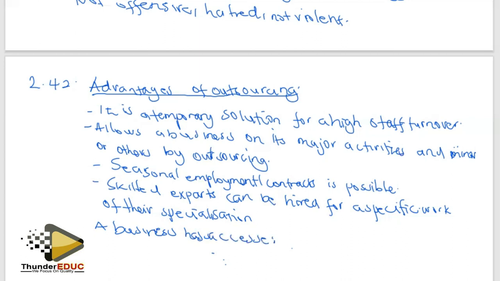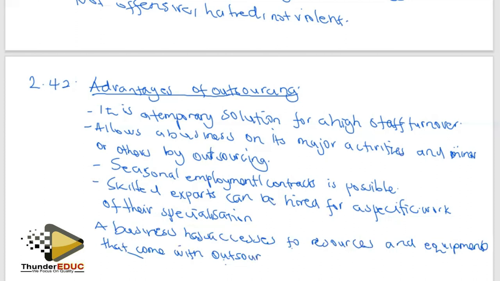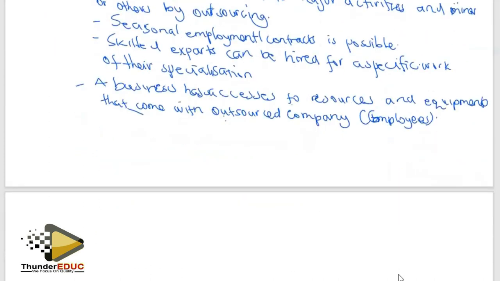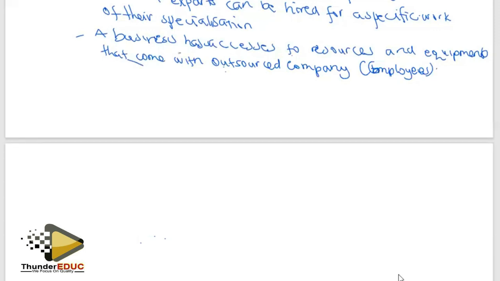So a business has access to resources and equipment that come with the outsourced company. These people come with their tools and equipment, etc. Okay, the minimum points required here are three, and if they are fully explained, they would give you a lot of marks.